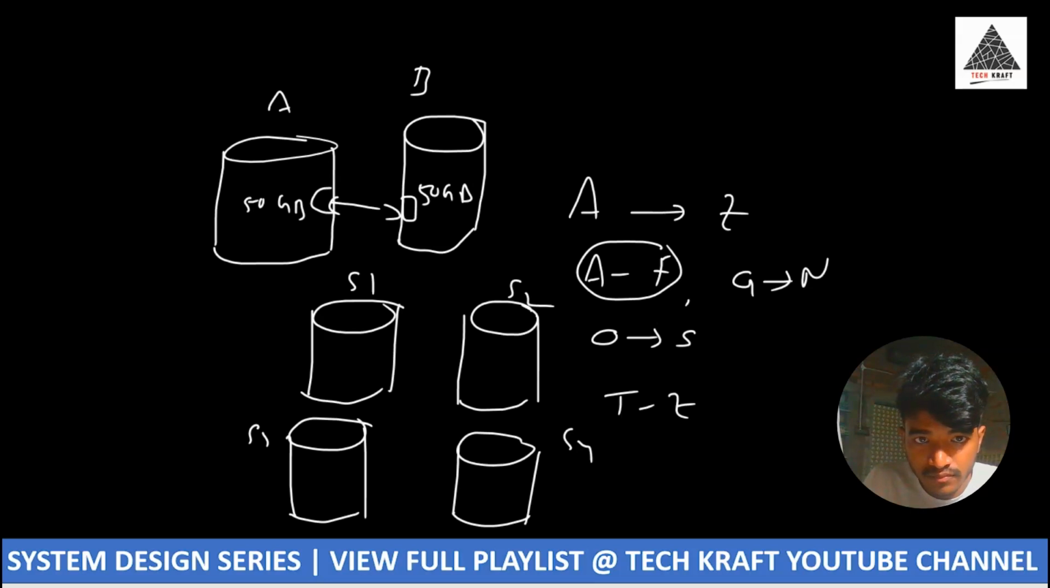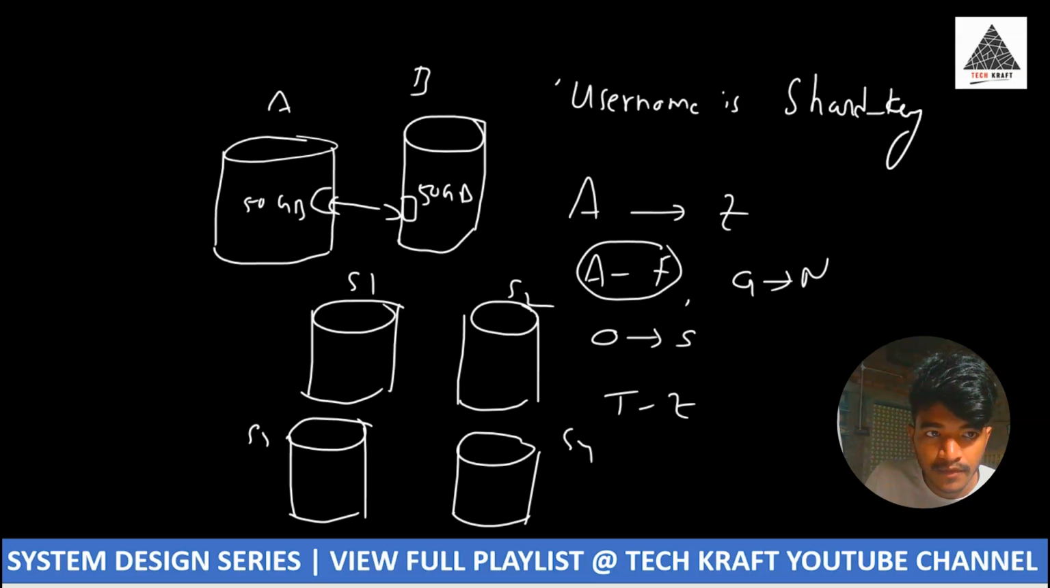Here the username is the shard key. Using this shard key, we can distribute this data to the shards. There's another standard way to distribute the data, which is using IDs. Using the user IDs also, we can distribute the data. See how.